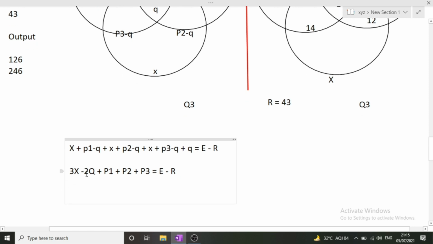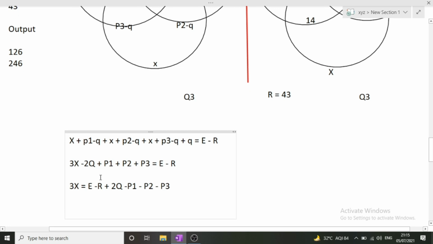Now all these values are given to us: Q, P1, P2, P3, E and R. Using these values we can easily find the value of 3x. So 3x will be equivalent to, if we take all these variables to the left side, E minus R plus 2Q minus P1 minus P2 and minus P3.